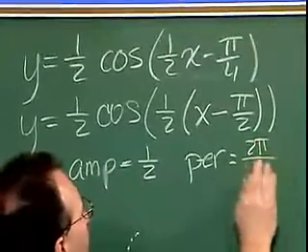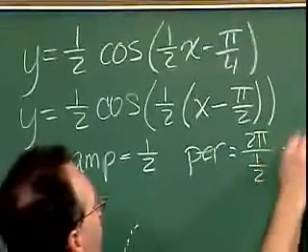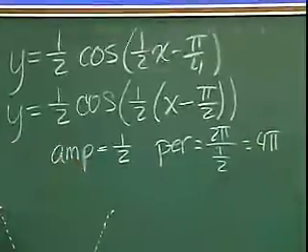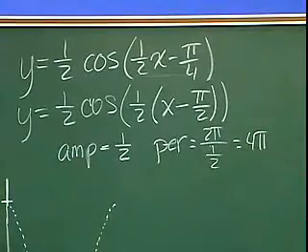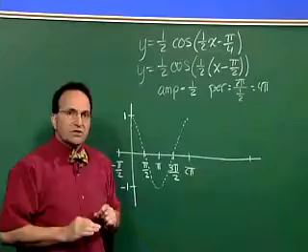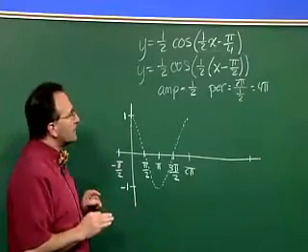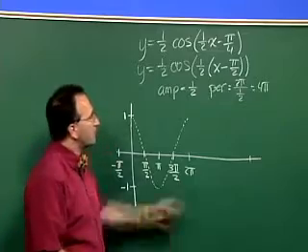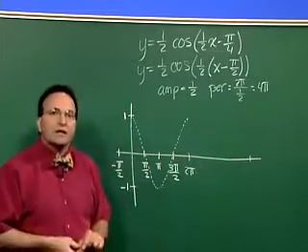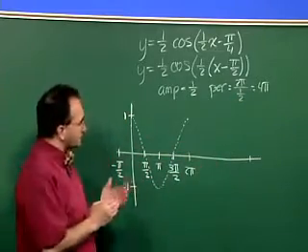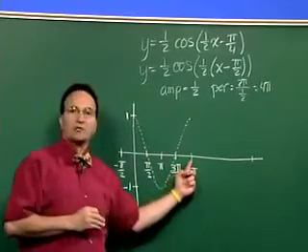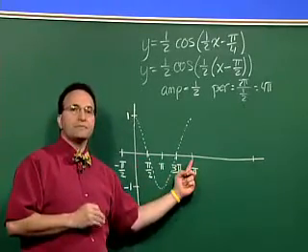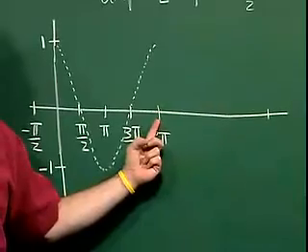Over b, and b is 1/2, so the period is 4 pi. Let me deal with that much, and then we'll come back and deal with the phase shift. So, how do I deal with this period change of 4 pi? Let's think about what's happened: the period of cosine is normally 2 pi, but now it has been doubled.